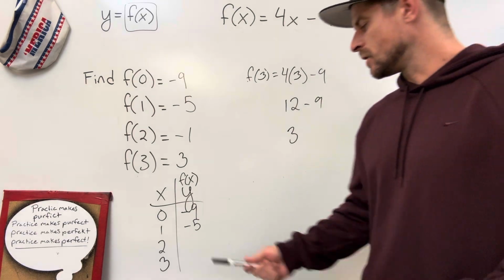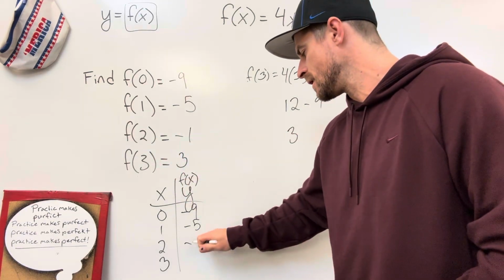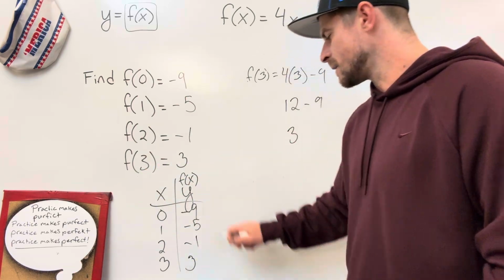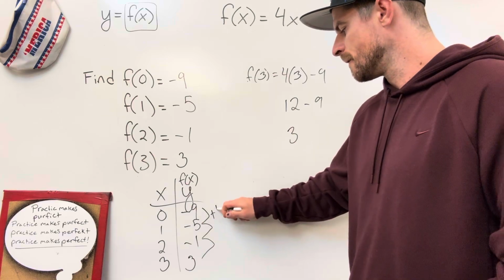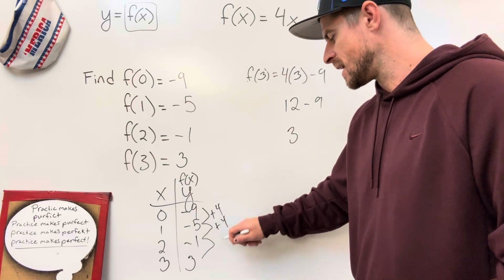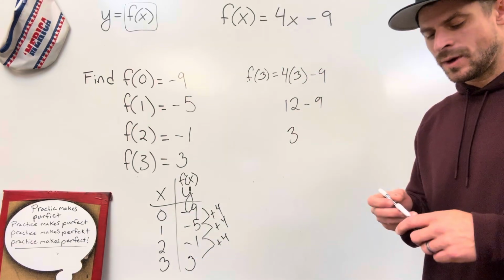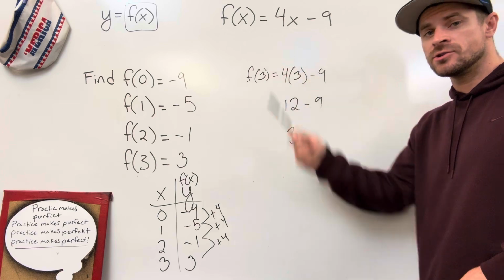Okay, so now I could go down and fill the rest of my table out. When I plugged 2 in, out came -1. When I plugged 3 in, out came 3. And you can see that we have a constant rate of change happening with our y values. We're going up by 4 every single time our x values increase by 1. So why does that happen? Well, because your slope or your constant rate of change was a 4.